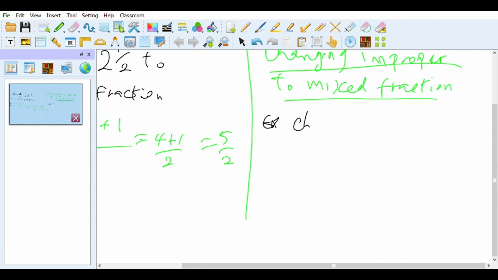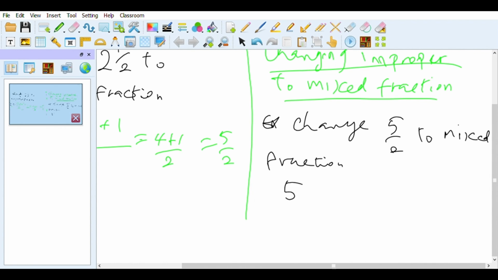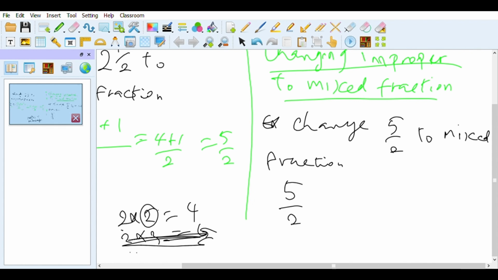So example, change 5 over 2 to a mixed fraction. Okay, so what we need to do is divide 5 by 2. All right, so how many 2's do we have in 5? 2 times 2 is 4. 2 times 3 is 6. Because 2 times 3 is 6, we can't use it, since it is already bigger than 5, so we need this.